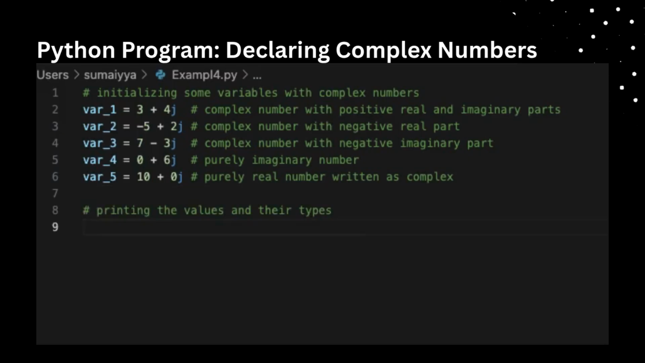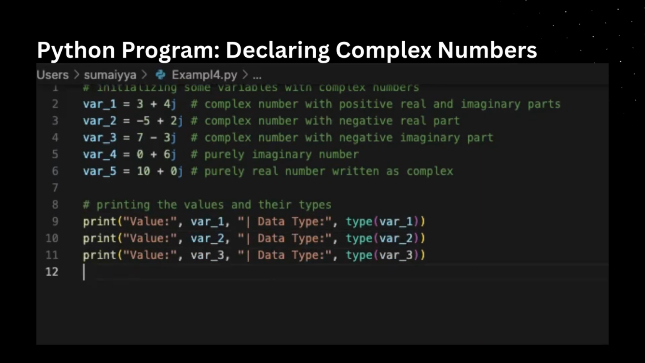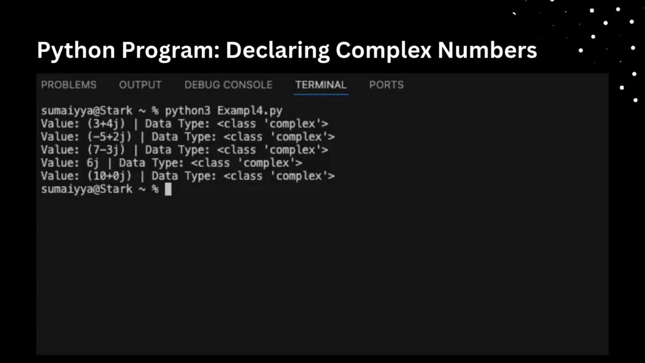When I check their types using the type function, Python shows class complex for all of them, and this is the output of this code. This makes Python very useful for mathematical, engineering, and scientific applications where complex numbers are needed.